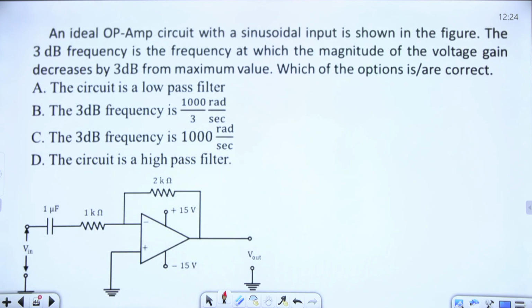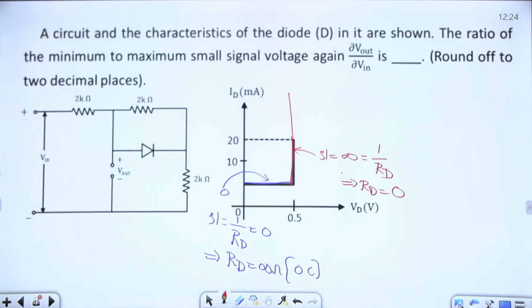Let us take this circuit here. This diagram itself. Let us talk about this one. 2K, this is 2K, diode, this is Vin. Let me draw this diagram once.